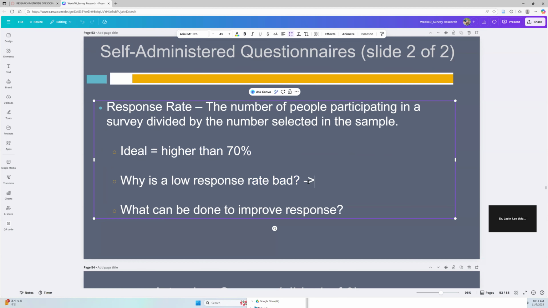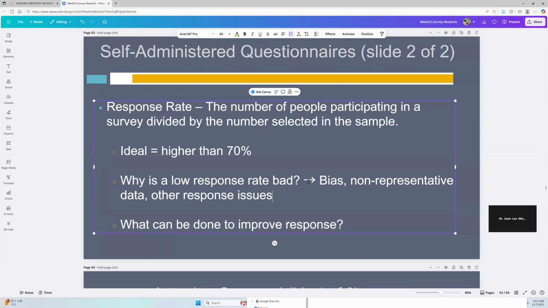So that will lead into bias or non-representative data and other sampling or other response issues like that. So without the bias, and with the representativeness, we may have better quality data.